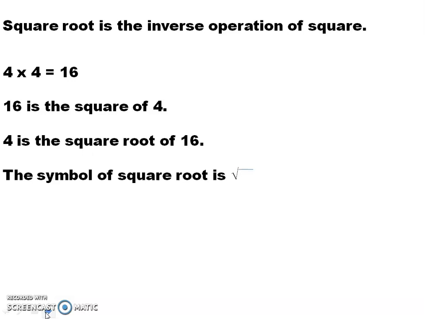So what does the square root mean? 4 is the square root of 16. That is, when you multiply 4 2 times, you get 16. So, we call 4 as the square root of 16. That is, the way which you get 16, that is 4 multiplied 2 times. 4 is the square root of 16.